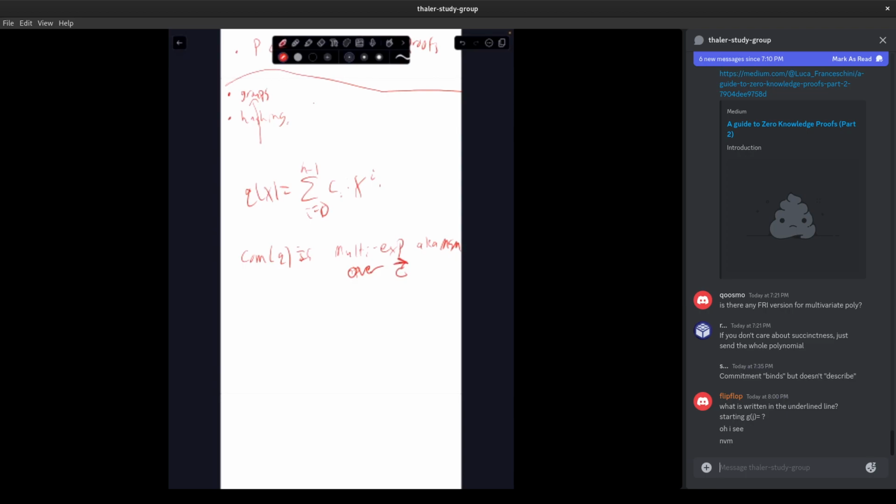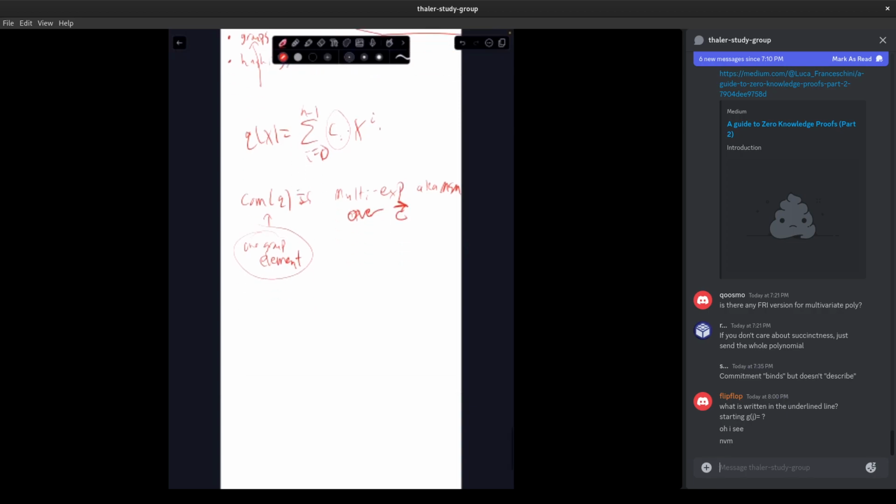Okay, so we want the commitment to Q to be one group element, ideally, right? Because Q itself has many coefficients, and we don't want to send all those coefficients to the verifier. We want to effectively compress all those coefficients down to just one value, one group element.